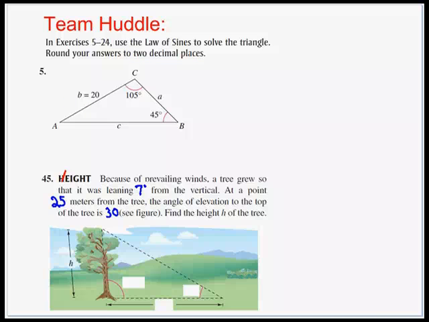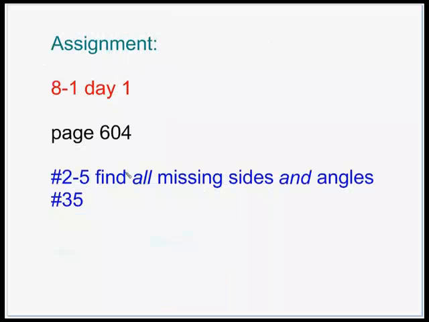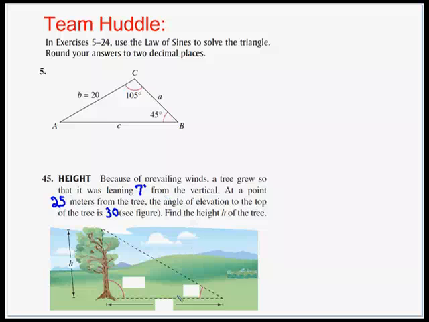In number 45, it's a lot like the last example. Because of prevailing winds, a tree grew so that it's leaning 7 degrees from vertical. At a point 25 meters from the tree, the angle of elevation to the top is 30. Find the height of the tree. When you are doing the homework assignment, number 35 is identical to this, but I just changed the numbers. So this would be a good problem to model homework problem 39. So pause the video, try the problems, turn it back on, see how you did.